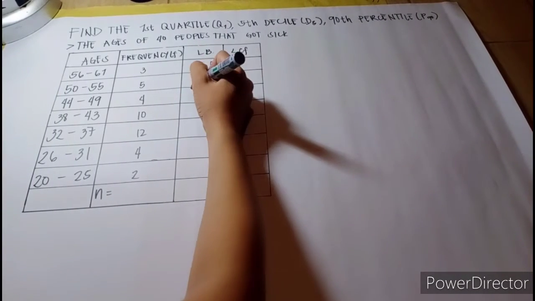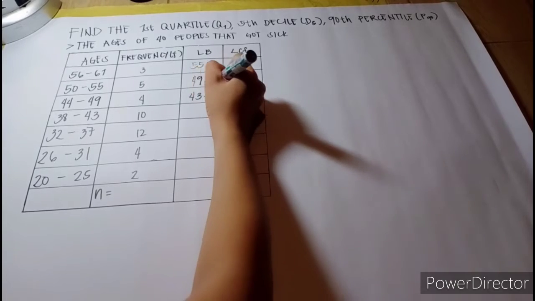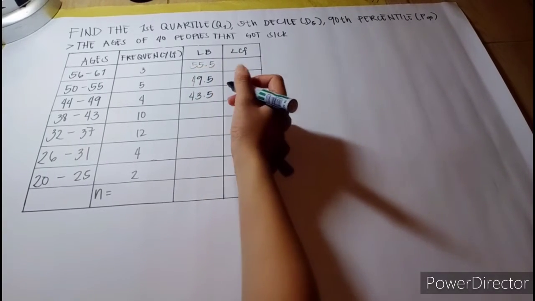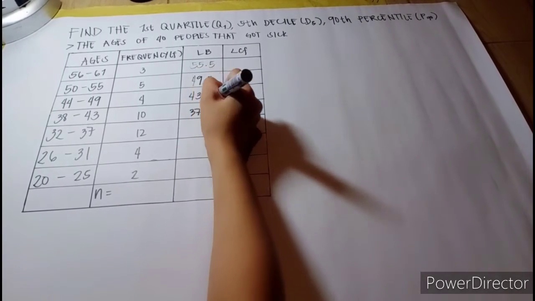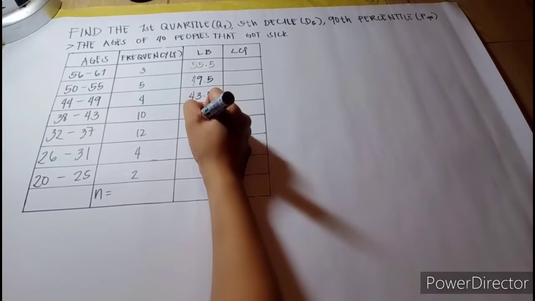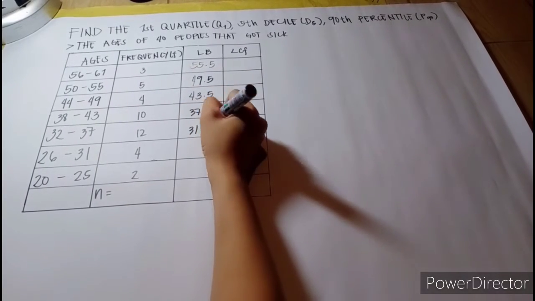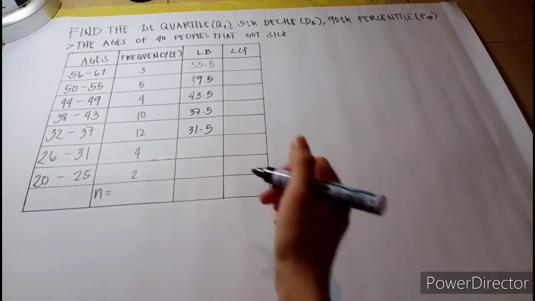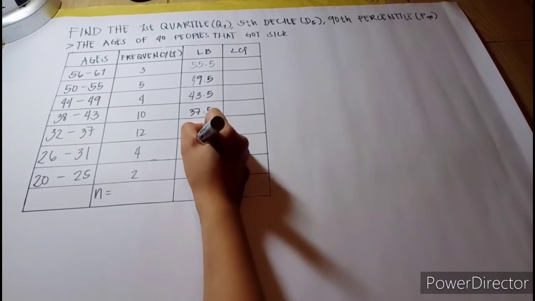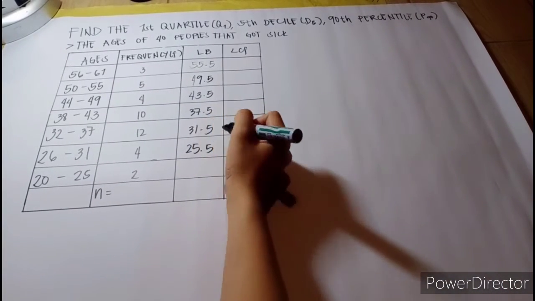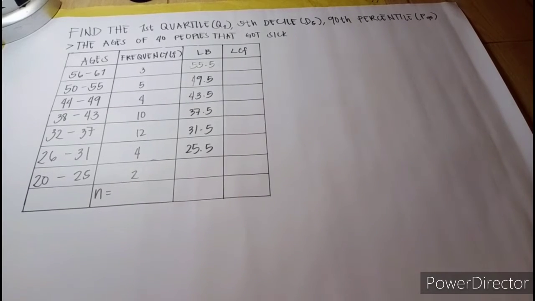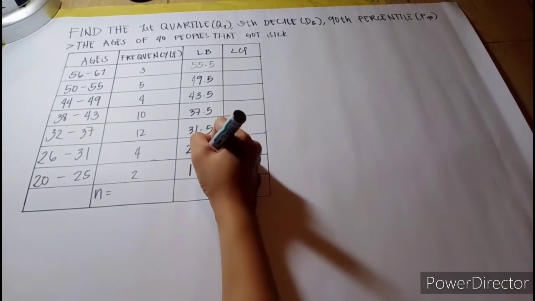So it will be 43.5, then 37.5, 31.5, 25.5, and 19.5.